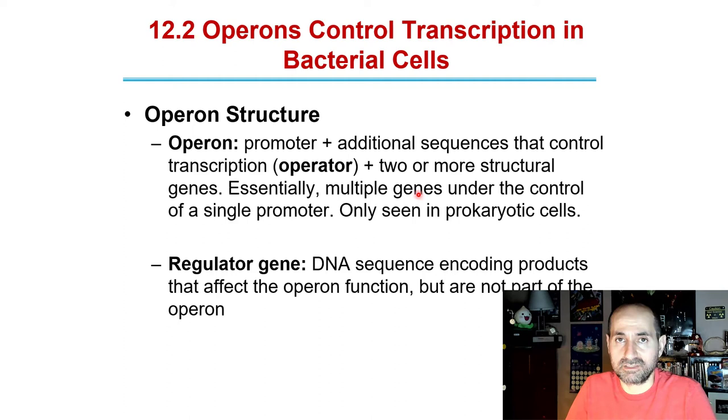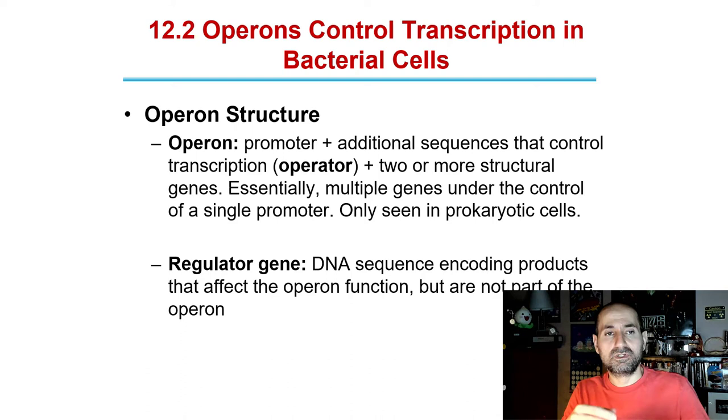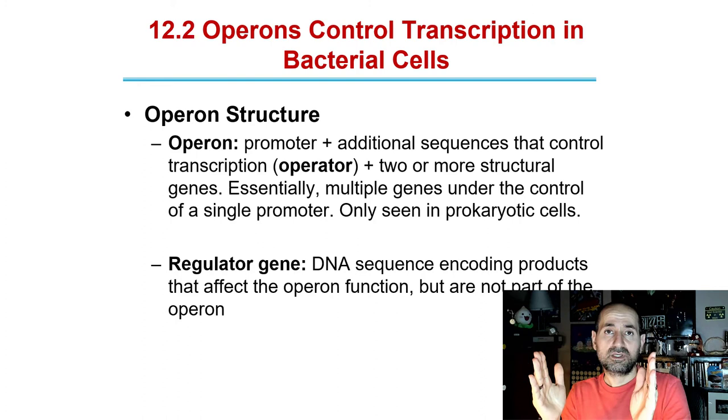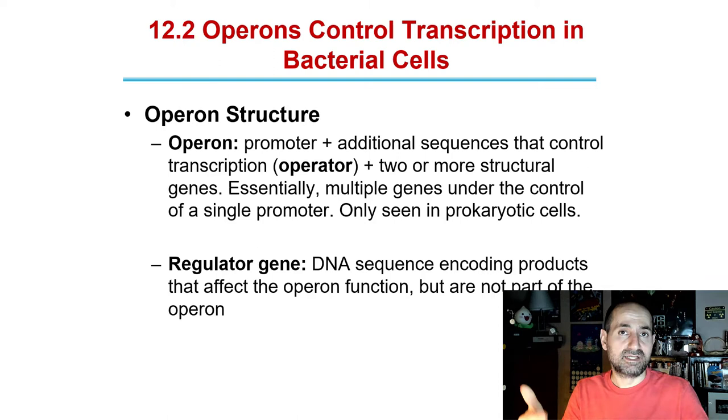For instance, we're gonna talk about the lac operon later in this chapter, and that's a perfect example of an operon. That's actually the textbook example of an operon. And what you have there is one promoter in front of three genes. All of those genes appear to play a role in lactose breakdown and metabolism.